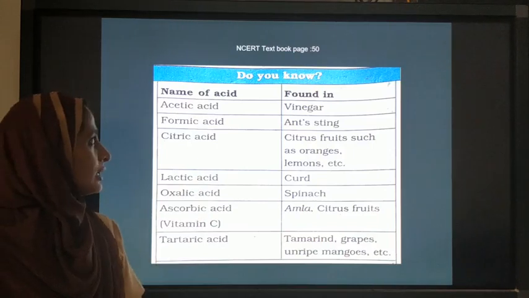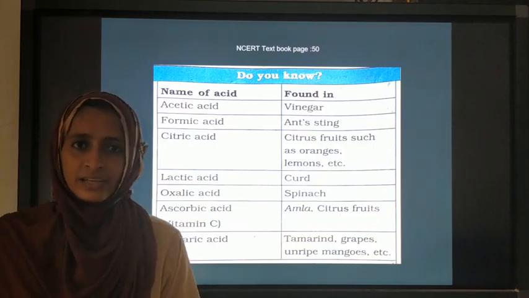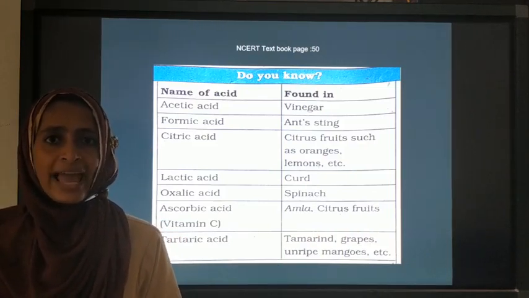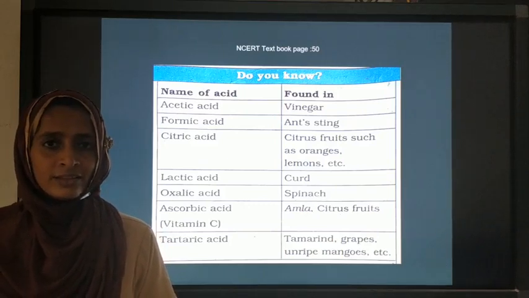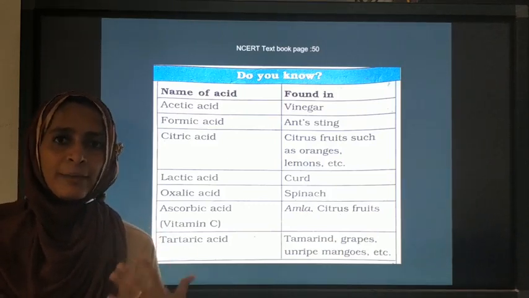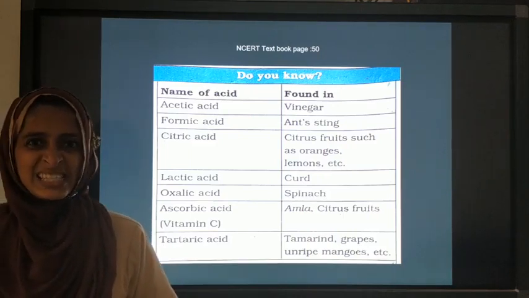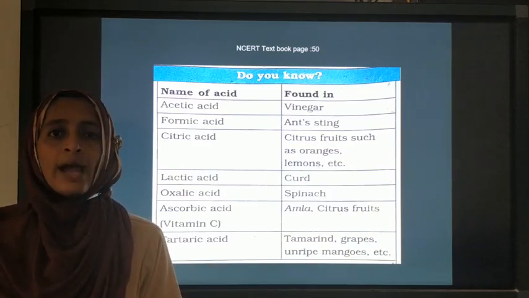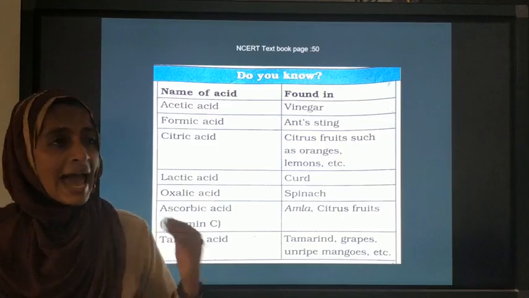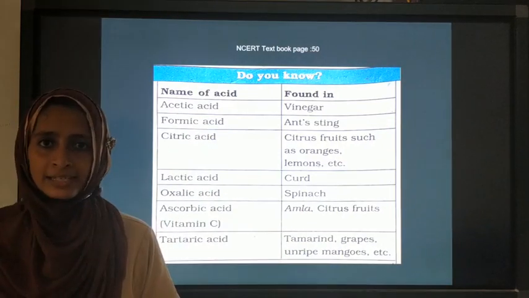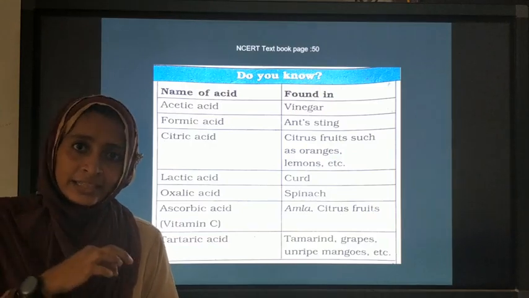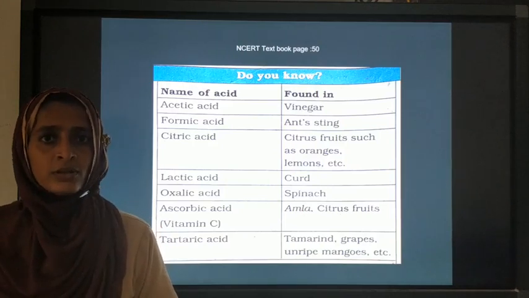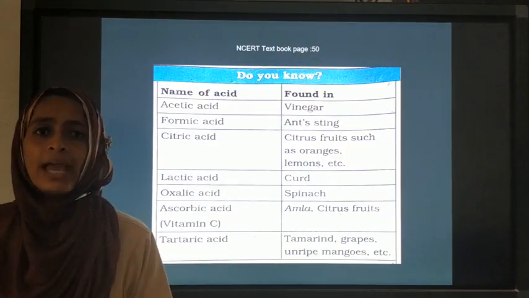Coming to the next one, formic acid is present in ants' sting. Have you ever experienced the biting of an ant? You know what the feeling is when an ant bites us? There is skin irritation, itching, swelling and even redness. Why is it so? It is because ants' sting contains an acid called formic acid. When an ant bites us, it injects the acid into our skin, which causes skin irritation. So, the acid present in ant sting is formic acid.